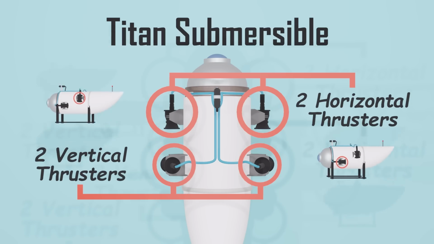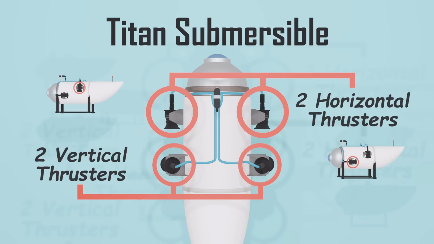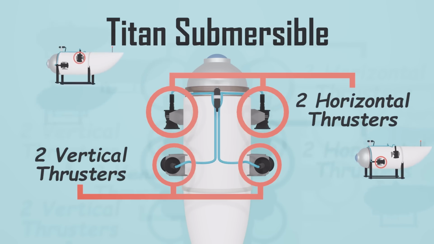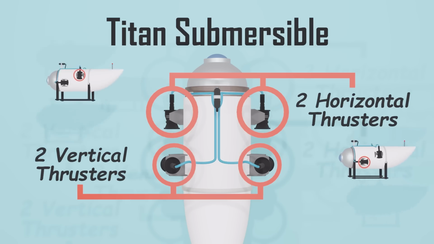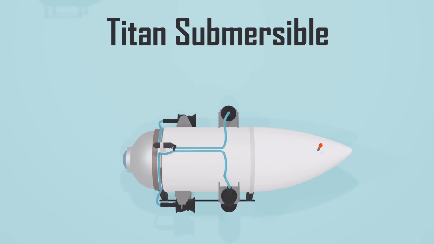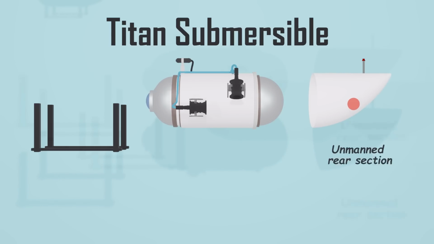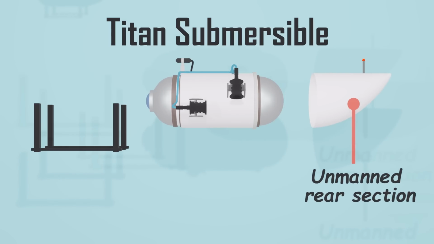This advanced propulsion system played a crucial role in ensuring the submersible's maneuverability and ability to explore the depths of the ocean effectively. We can separate this into 3 basic parts. Within the unmanned rear section, crucial elements such as oxygen tanks and vital electronics were stored. These components were essential for sustaining life and maintaining communication during the deep-sea expeditions.